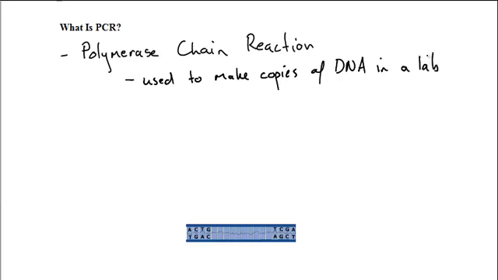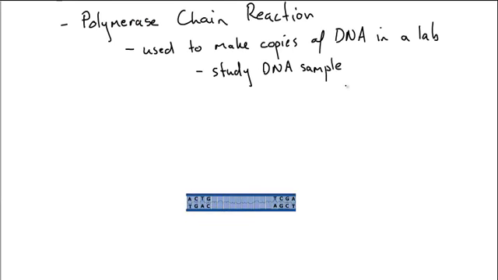And you might wonder, well, what do we need to make copies of DNA for? Well, we use them to study DNA samples. So if you have a very tiny sample of DNA, you're not going to be able to do many investigations on it before you destroy it or use it all up. So instead, the first step anytime you get a small sample of DNA is to do a polymerase chain reaction to make a whole lot more of it.